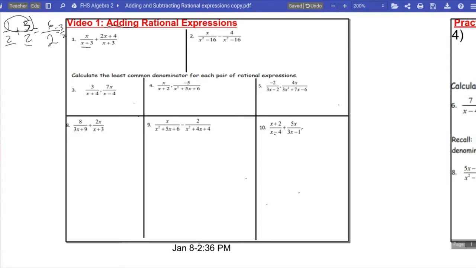Common denominator, x plus 3 and x plus 3, they're already common, right? Because they're already common, you can just rewrite it as the denominator. My common denominator is x plus 3. So then you just take the top. The first top is x, the second top is 2x plus 4. Then you just add the tops, repeating your common denominator. So x plus 2x, you get 3x plus 4. You're done, because there's really not much you can do.